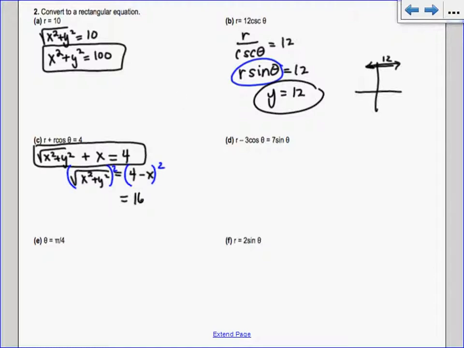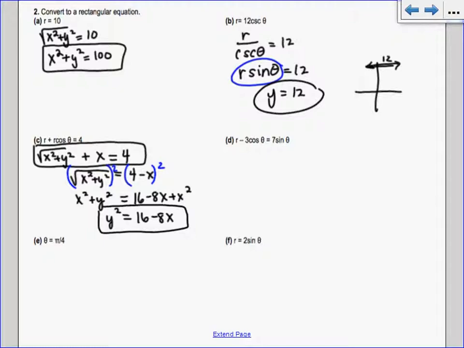So you'd get 16 minus 8x plus x squared equals x squared plus y squared. And then if you subtract the x squareds, they go away. So you get y squared equals 16 minus 8x. Now when you see it in this form, you can really tell that it's going to be a parabola on its side, if you remember from Algebra 2. So that's really a nicer form, I guess. All right, so the next one.